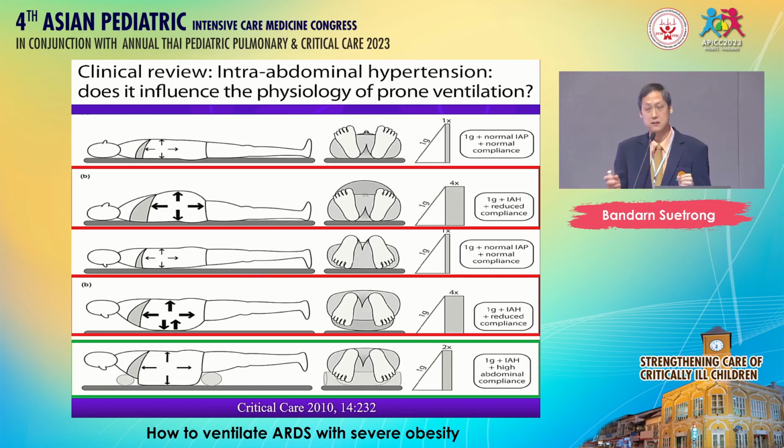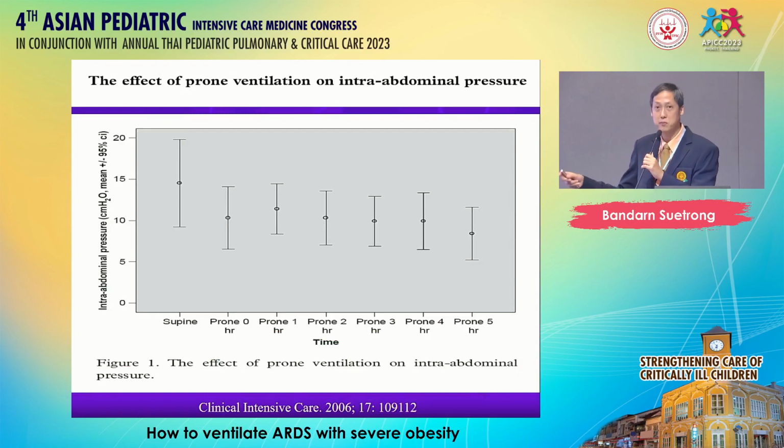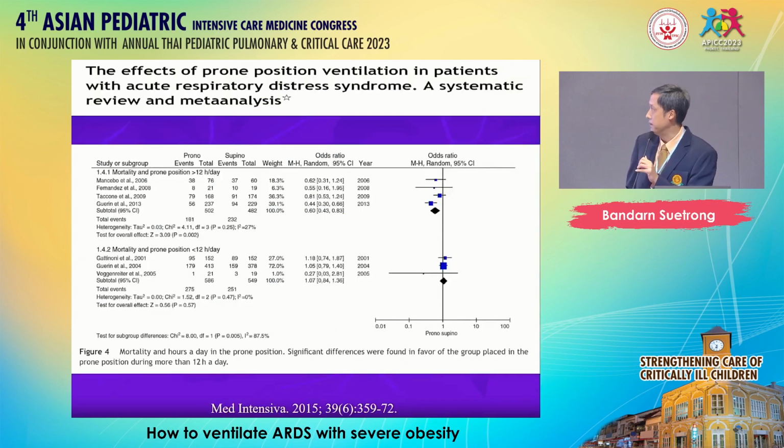So it decreased. And if we lay the patient in prone position as long as we can, the intra-abdominal pressure is going down as well as the interpleural pressure. So we can ventilate this obese patient in the prone position more easily. And the point is, if we use prone position too short, it cannot save the patient's life. We have to use a long enough period of time, more than 12 to 16 hours a day, in order to decrease mortality in the patient with severe ARDS.